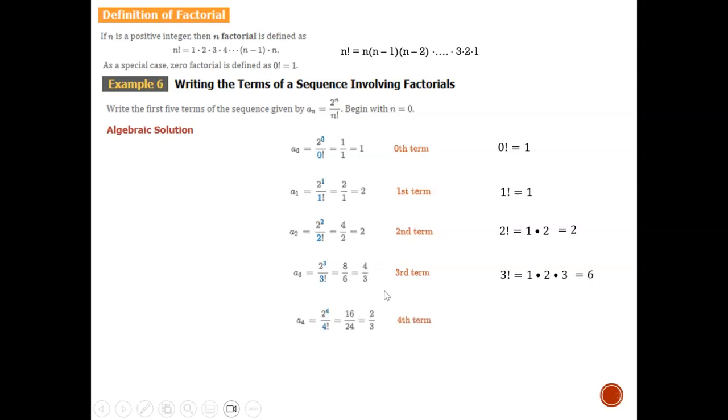Now, A4 will be 2 to the 4th power over 4 factorial, which gives us 16 over 24, because 4 factorial is equal to 24. And then 16 over 24 reduces to 2/3. Those are my first 5 terms: A0, A1, A2, A3, A4.